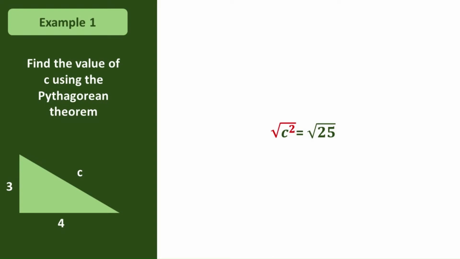So let's go back. The root of C squared is just C. The power and the square root cancel each other out. And the square root of 25 gives us 2 answers, plus 5 and minus 5. Because we're calculating the length of a side, it cannot be negative, so we only take the positive result, and so C is equal to 5.